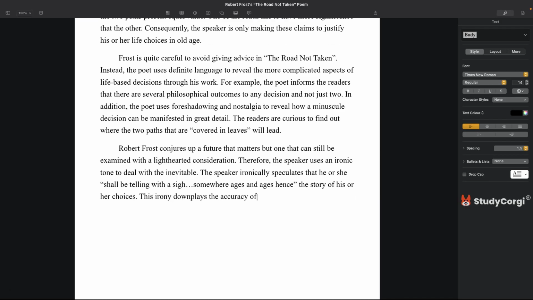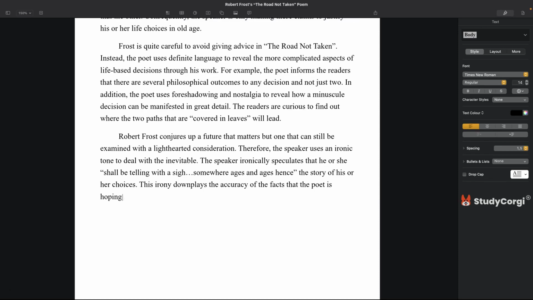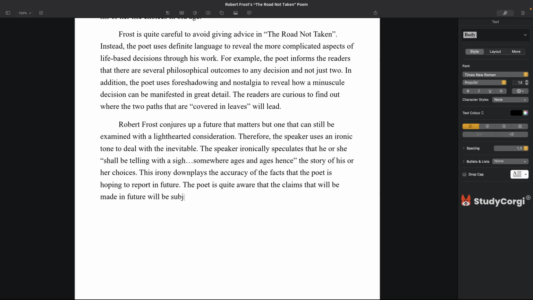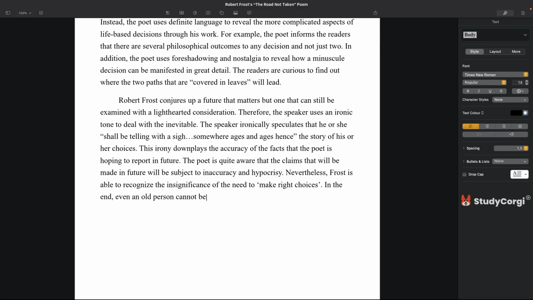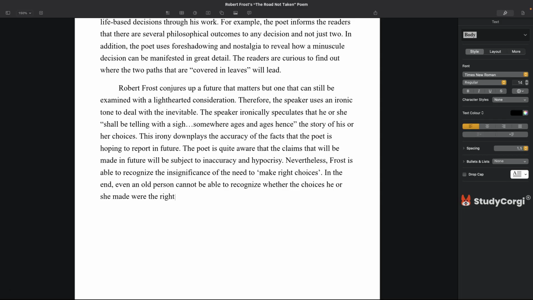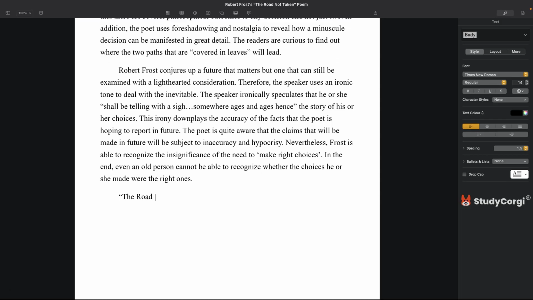This irony downplays the accuracy of the facts that the poet is hoping to report in future. The poet is quite aware that the claims that will be made in future will be subject to inaccuracy and hypocrisy. Nevertheless, Frost is able to recognize the insignificance of the need to make right choices. In the end, even an old person cannot be able to recognize whether the choices he or she made were the right ones. The Road Not Taken is a poem about life choices.